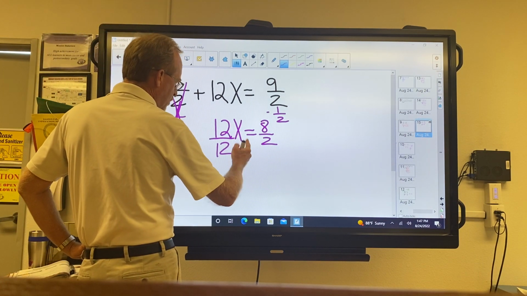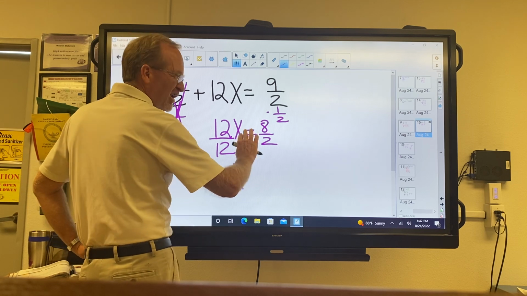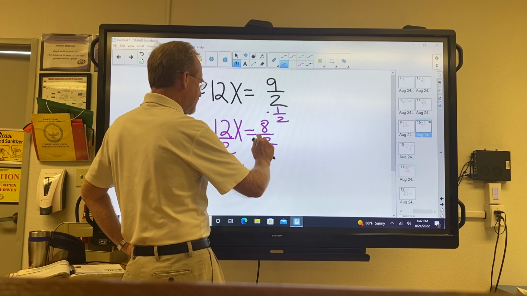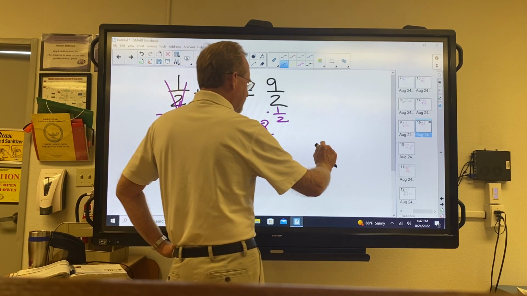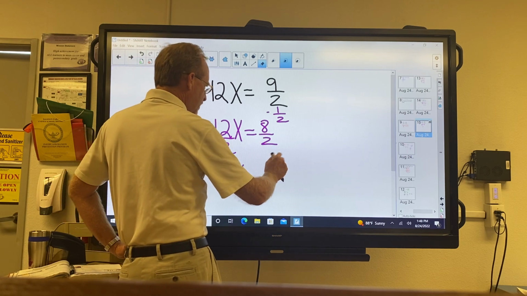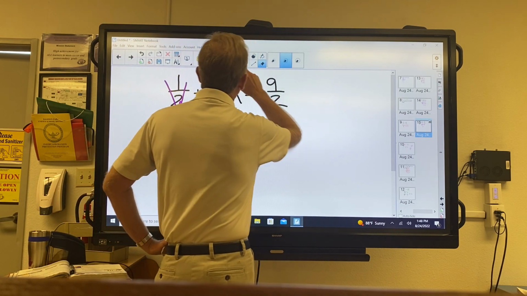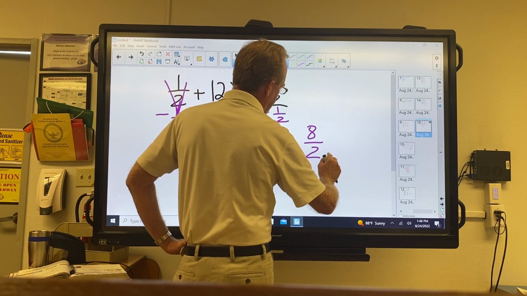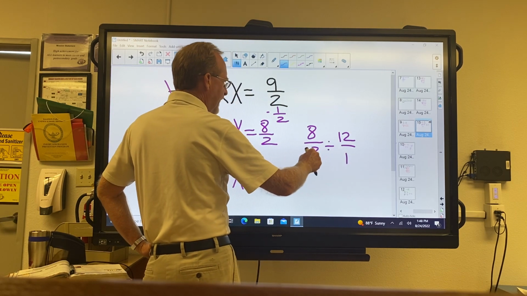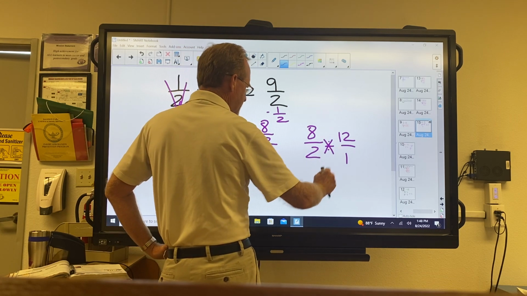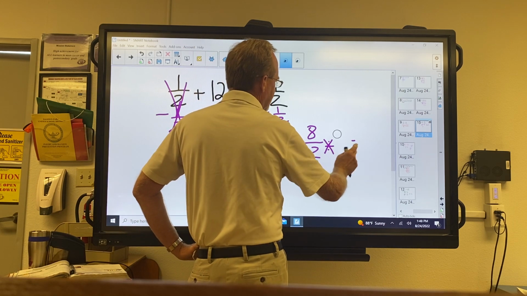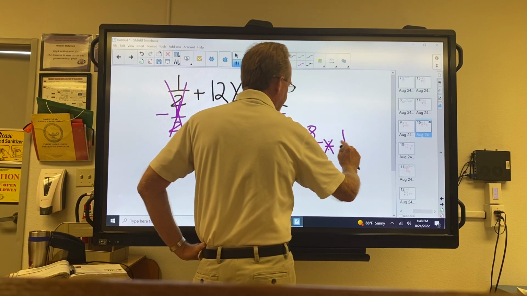12 divided by 12, 1 or 1x. A little kind of fraction reminder: when you divide by a whole number, I'm sorry, that's 8 halves, my bad. So when you divide by 12, we need to divide 8 halves by 12. This is how you do it. Remember, you change this to a multiplication sign, and the second one, the 12 over 1, becomes 1 over 12. And then we go about our business.